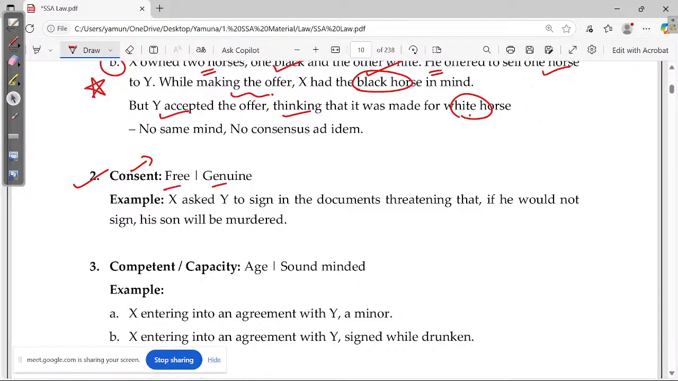What is this free consent? What is this genuine consent? We'll discuss later because there is a separate topic where we're going to discuss all these things. So let's discuss separately. Let me go for the example.